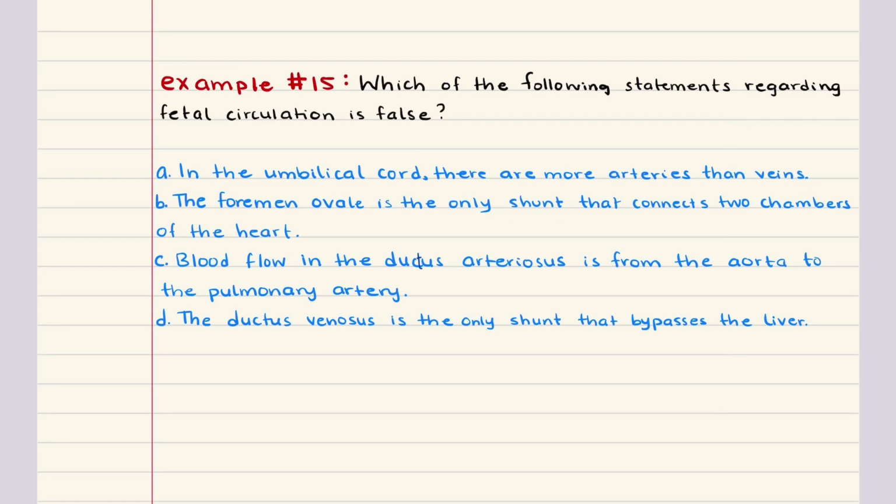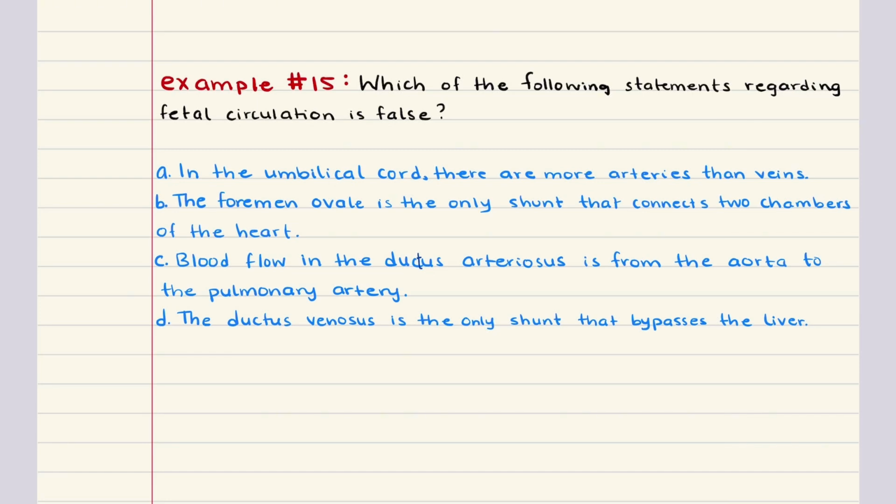Let's go through each answer choice. A says in the umbilical cord, there are more arteries than veins. This statement is true. In the umbilical cord, there are 2 umbilical arteries and only 1 umbilical vein. The arteries carry deoxygenated blood away from the fetus to the placenta, while the single vein brings oxygenated blood back from the placenta to the fetus.